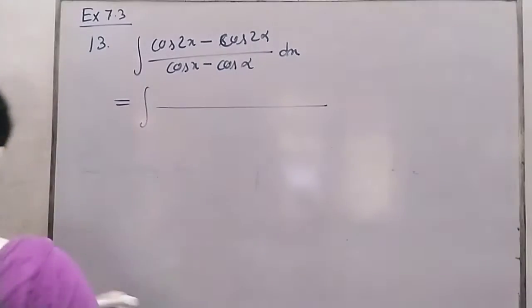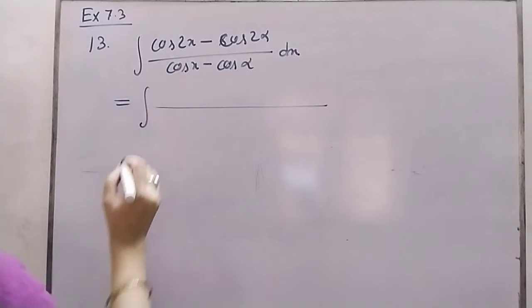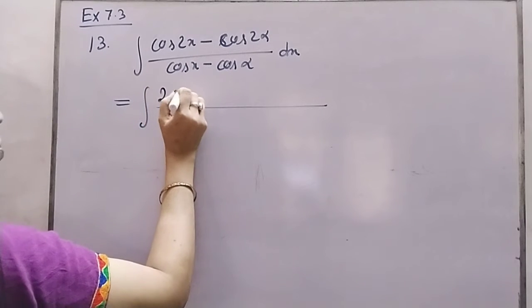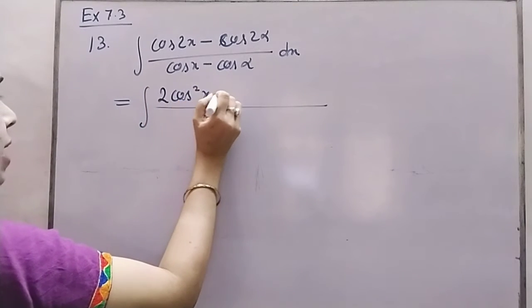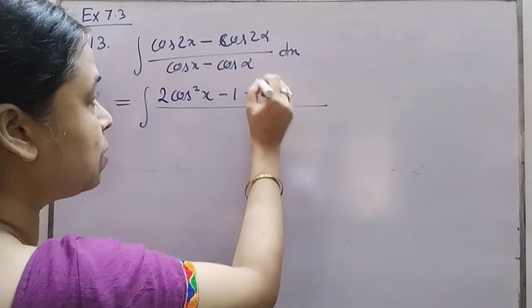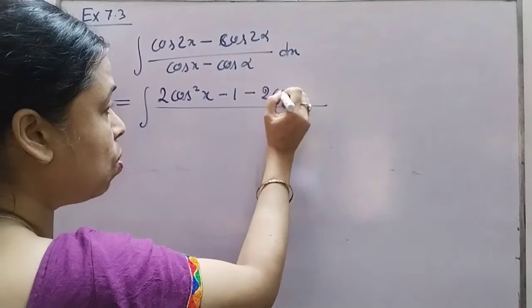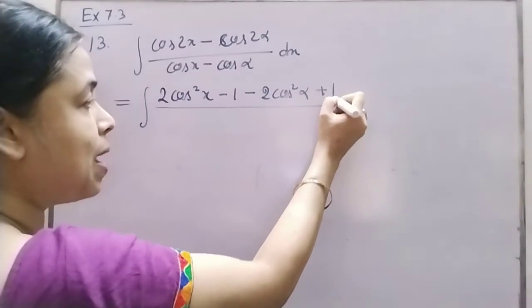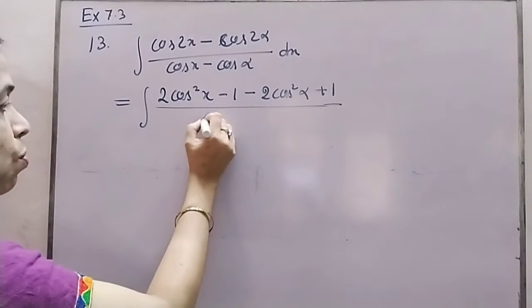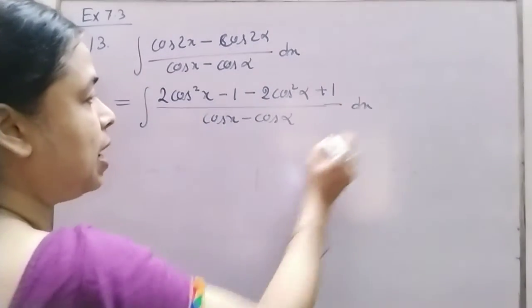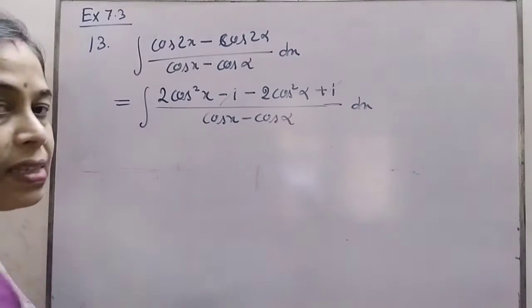It is 2 cos square x minus 1, isn't it? So use the formula 2 cos square x minus 1. Here also use the same formula, 2 cos square alpha minus 1, minus here becomes plus. I just open the bracket together, divided by cos x minus cos alpha whole, into dx. This minus and minus will be cancelled out.